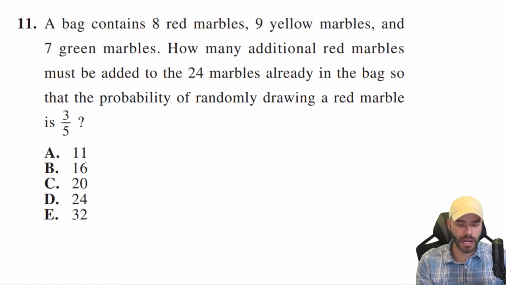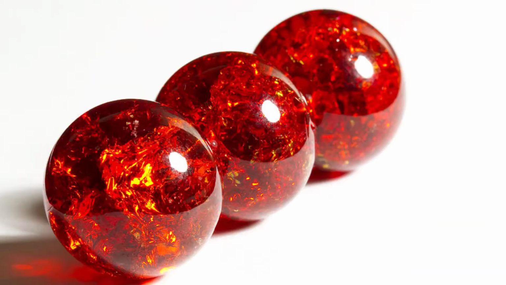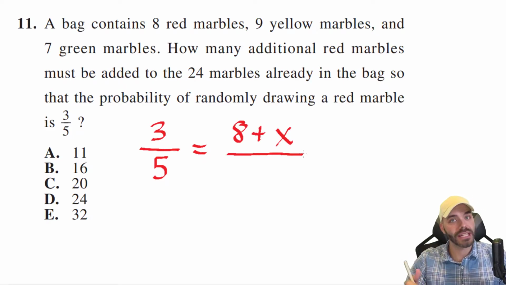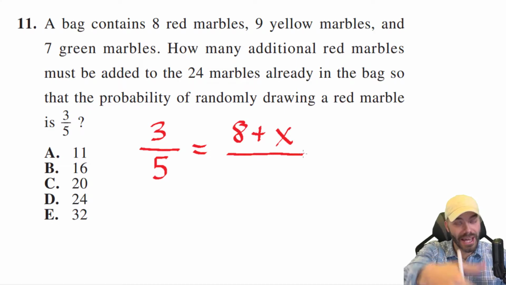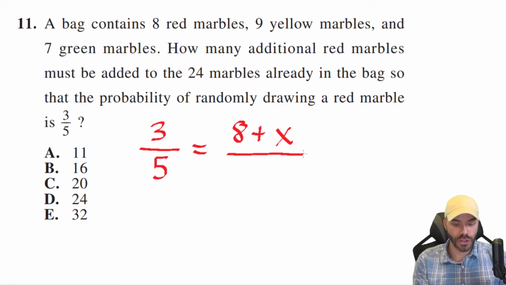So let's think about it. We want the probability to be 3/5. We want that to be equal to, we don't know how many red marbles we need to add in. We need to take the 8 red marbles and add an unknown number. Now, when we add those X red marbles to the bag, we don't just add X to 8, we're adding those X marbles into the total, which was already 24. So the denominator of this fraction is going to be 24 plus X.